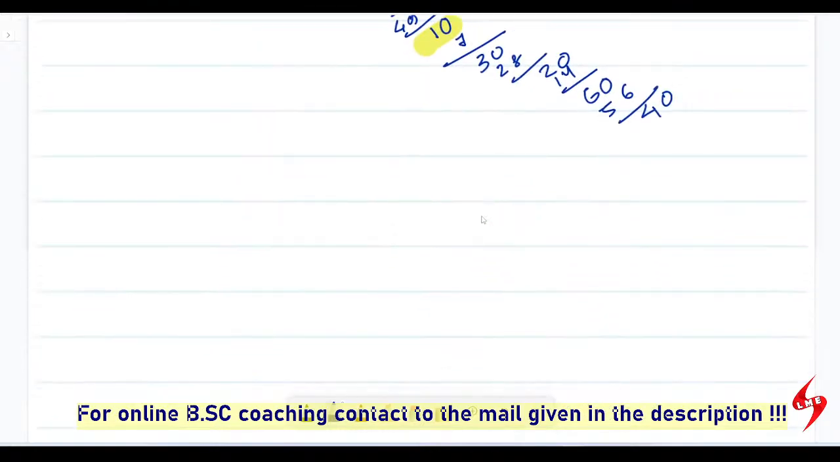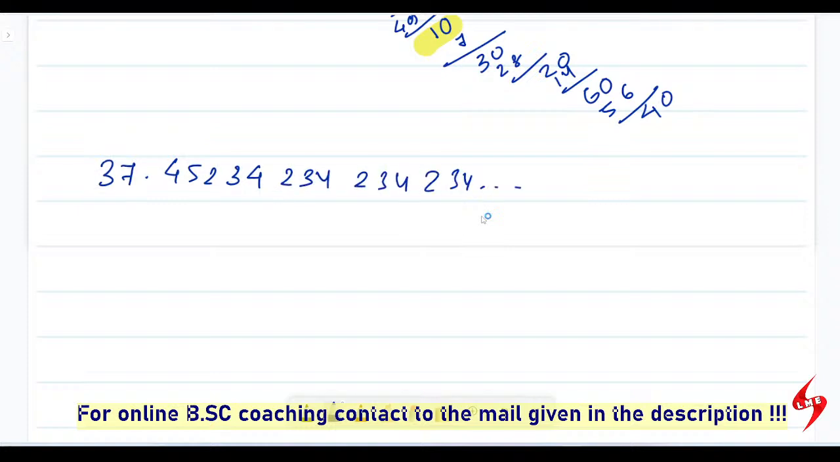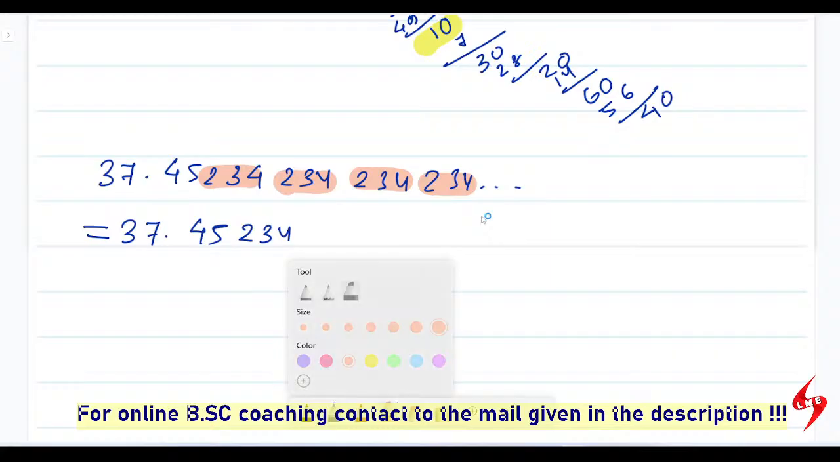If my decimal expression looks like this, like 37.45234, 234, 234, 234, and so on, so the number will look like this: 4, 5, 2, 3, 4. The repeating term here is only 2, 3, 4, 2, 3, 4, 2, 3, 4. So I write this repeating term only once and put a bar over it. Nothing else.